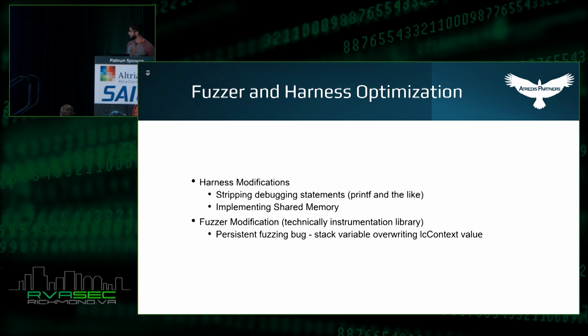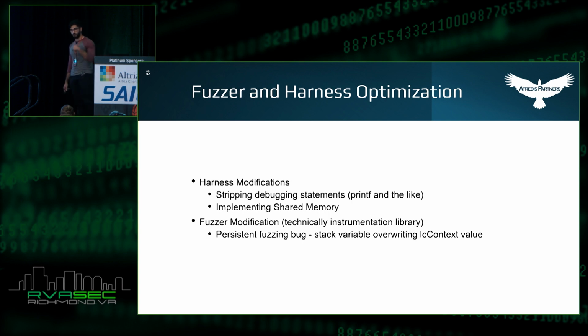Now, with everything we have so far, we can run the fuzzing campaign. But we want some optimization in our fuzzing. We want to get more executions per second. This is when we bring in some harness modifications and fuzzer modifications. Well, the fuzzer modifications weren't supposed to be there, but harness modifications.